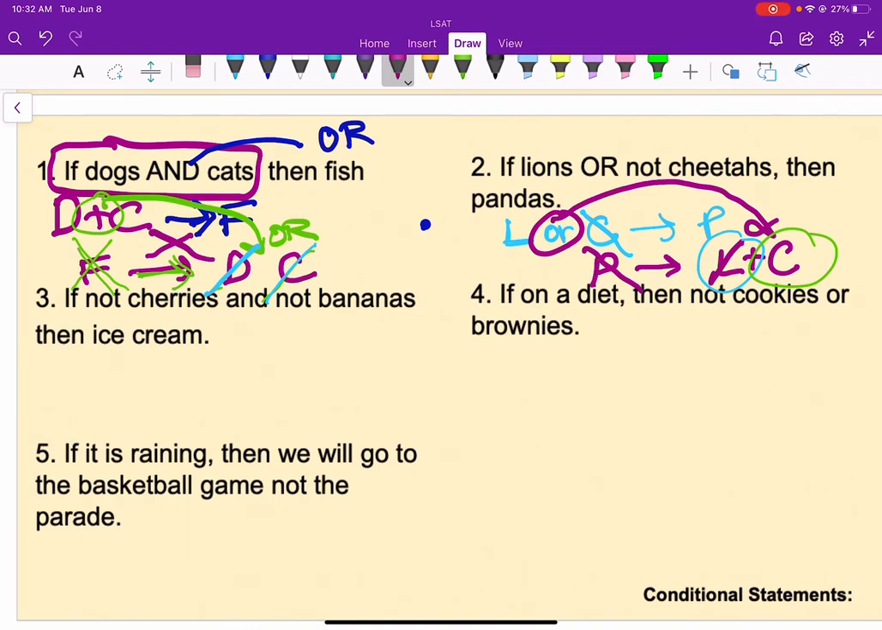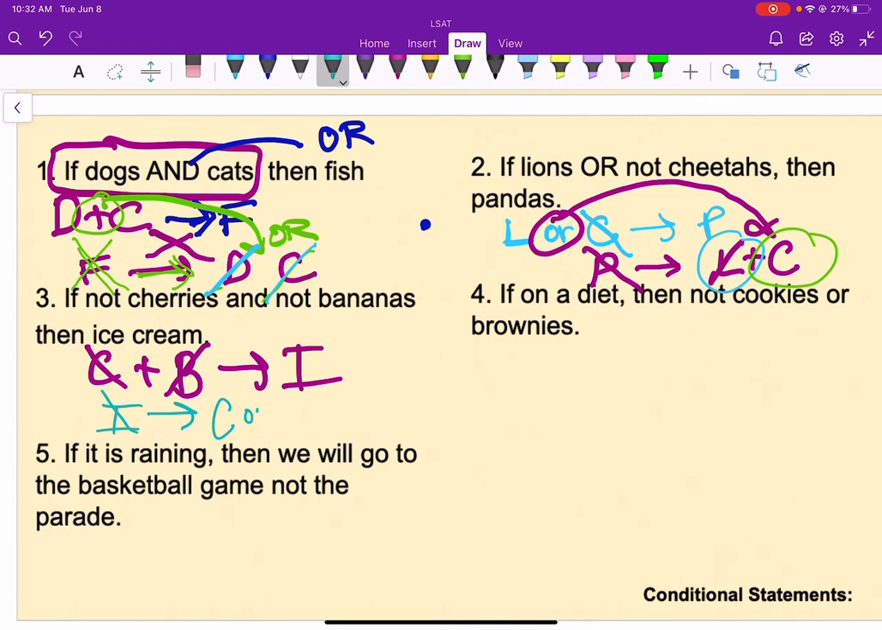All right, so number 3 says, if not cherries and not bananas. So if I'm not cherries and I'm not bananas, then I am ice cream. And then my contrapositive would be, if I am not ice cream, then I am a cherry, or I am a banana.